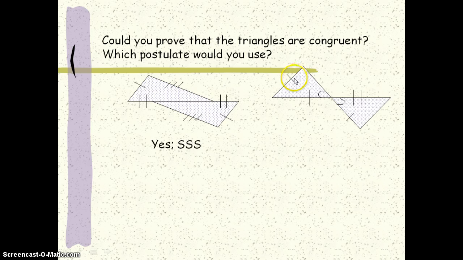So on this triangle we have side, side, angle, and over here we have side, angle, side. So this one we cannot use to prove these triangles are congruent. We have side, side, angle on this side, which you can't even use to prove the triangles are congruent. And then over here we have something completely different. We have a side, angle, side.